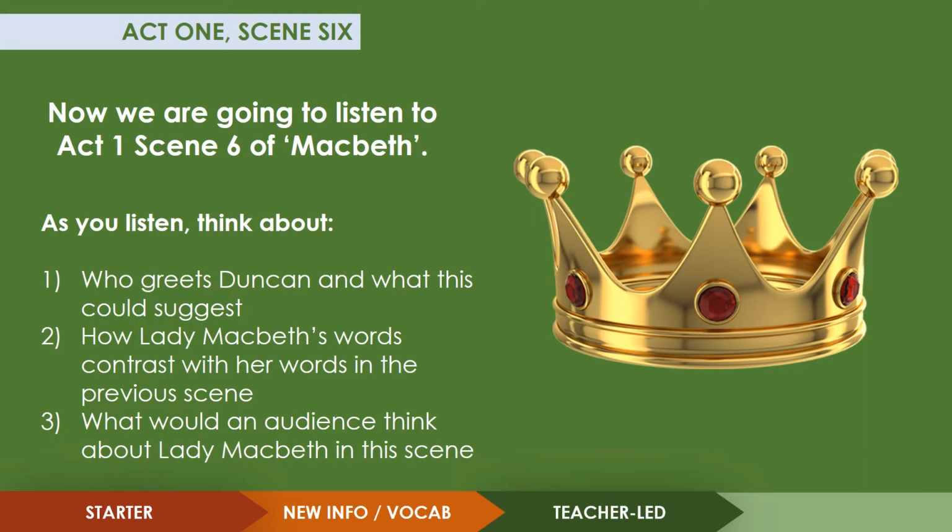So now we're going to listen to Act 1, Scene 6 of Macbeth. As you listen, think about who greets Duncan and what this could suggest, how Lady Macbeth's words contrast with the words in the previous scene, and what an audience would think about Lady Macbeth in this scene.